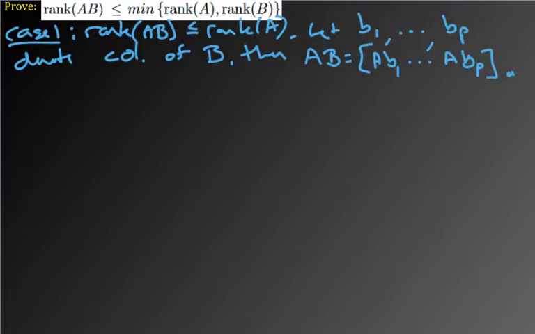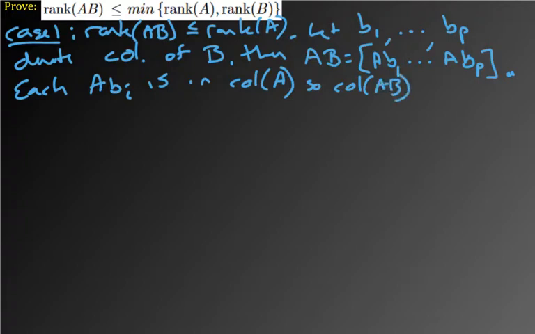So then each ABi is in the column space of A, and that's just because of this case right here, okay? Then we could say the column space of AB is contained in the column space of A, all right?